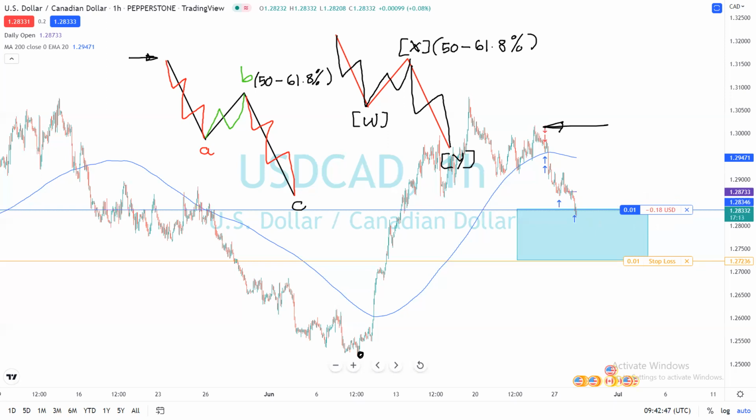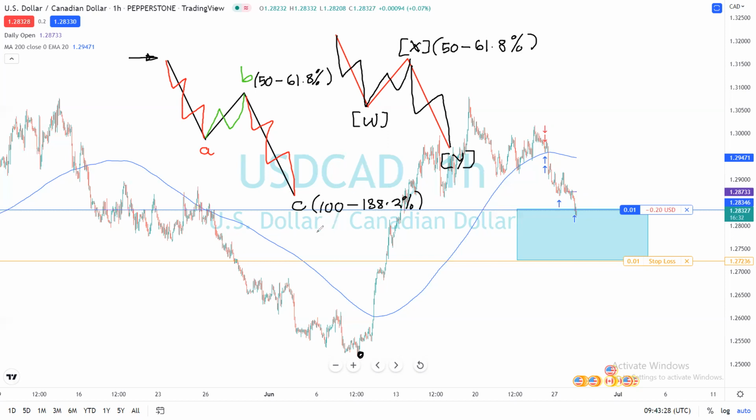So another important Fibonacci level that we are going to look at is the forecast for your wave C or your wave Y. How far down will wave Y go? So wave C or wave Y should typically fall between 100% of A to 138.2% extension of wave A.